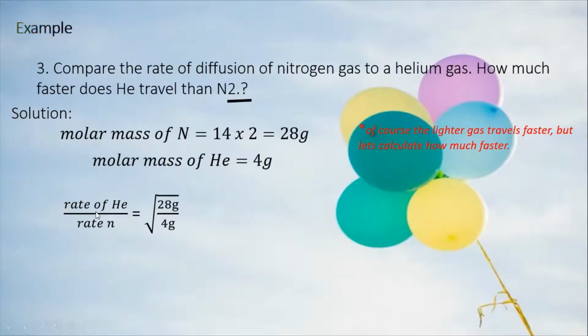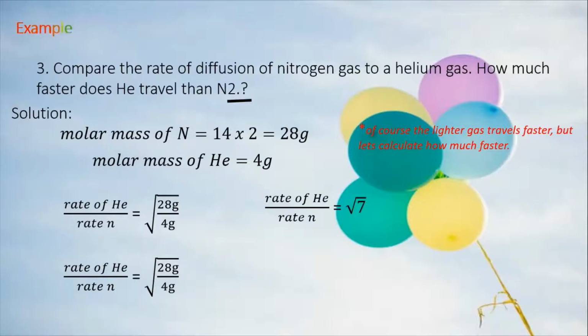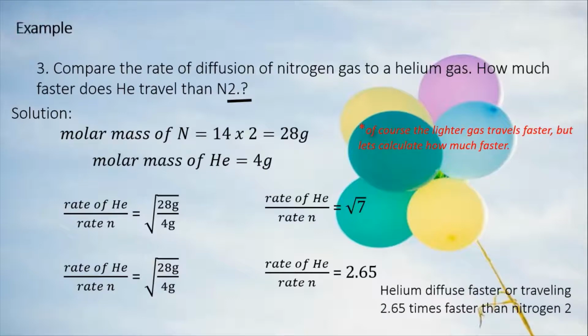So we put rate of helium here again because this is the lighter one. The molar mass of our helium is lighter compared to the molar mass of nitrogen. So we have 28 divided by 4. So it is 7, and the square root of 7 is equal to 2.65. So therefore, helium diffuses faster, or travels 2.65 times faster than nitrogen.